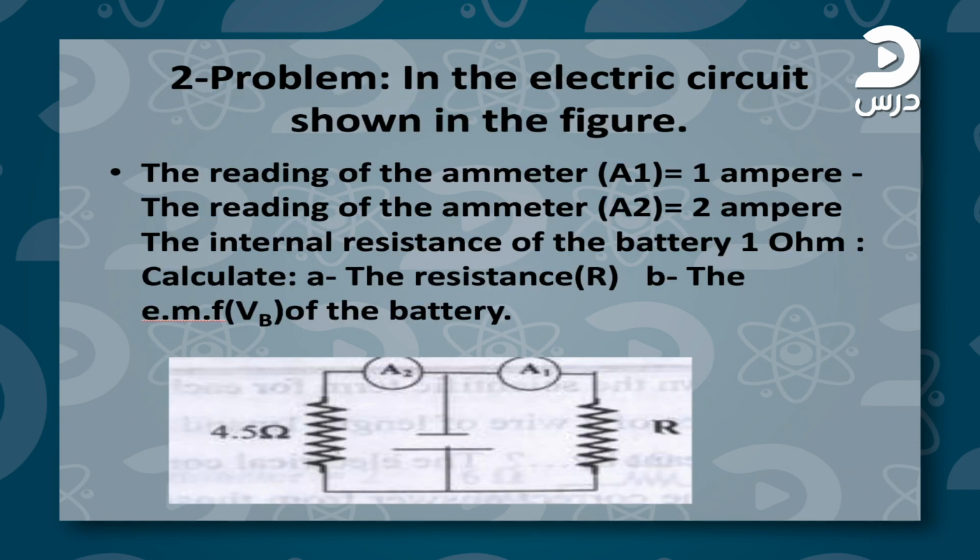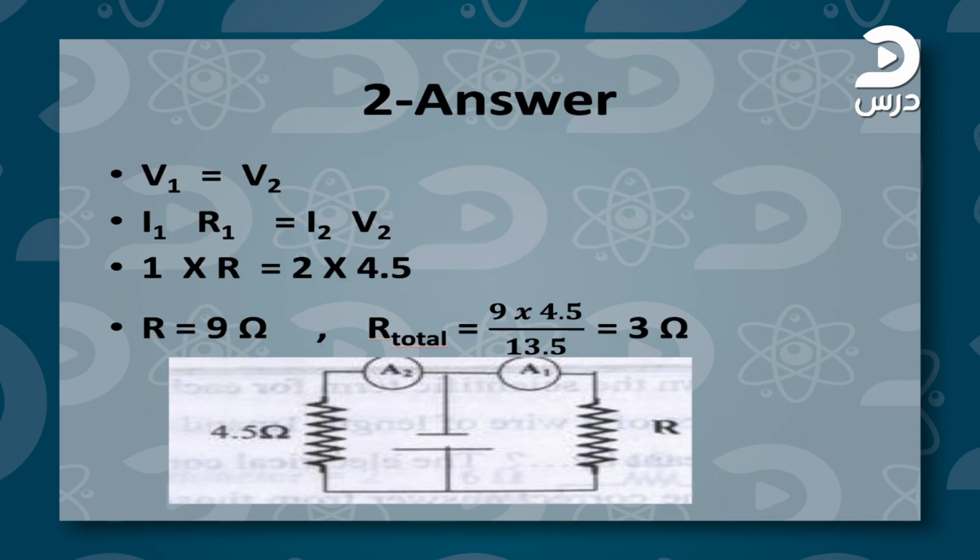Also problem number 2. In the electric circuit shown in the figure, the reading of ammeter A1 equals 1 ampere, and A2 is 2 ampere. But the internal resistance of the battery is 1 ohm. Calculate: number A, the resistance R; number B, VB of the battery. And this is the circuit. Let's see the answers.